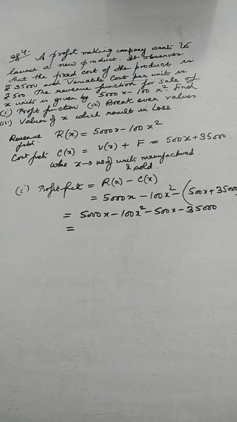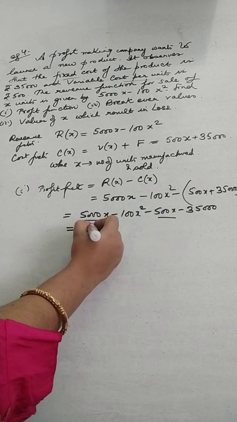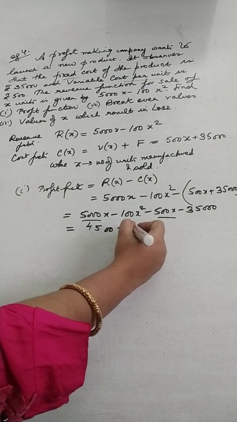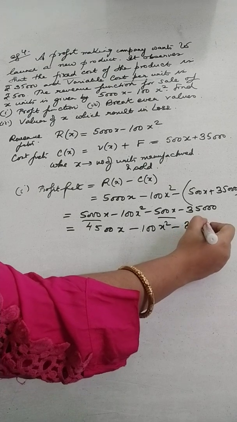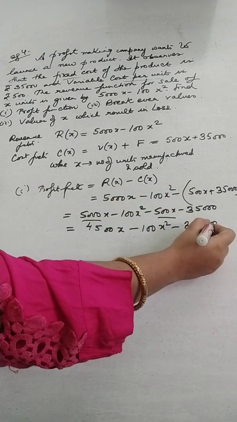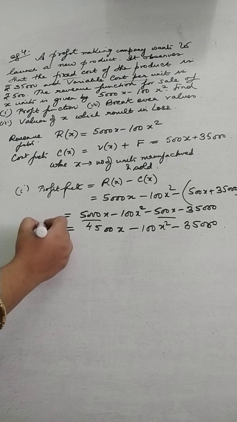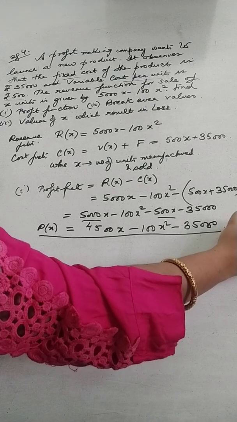So it is coming to how much? 5000x minus 500x we will combine because these are the two x terms. That gives us 4500x. The rest as it is, minus 100x squared minus 35,000. So this is your profit function. You can write it as P(x), and this is your first answer.